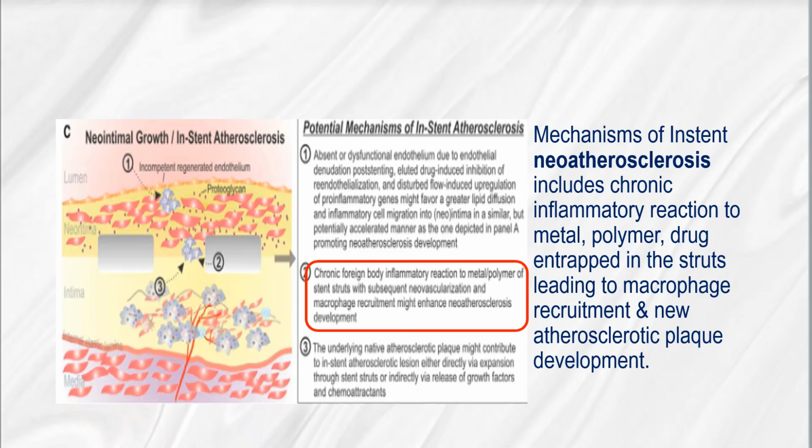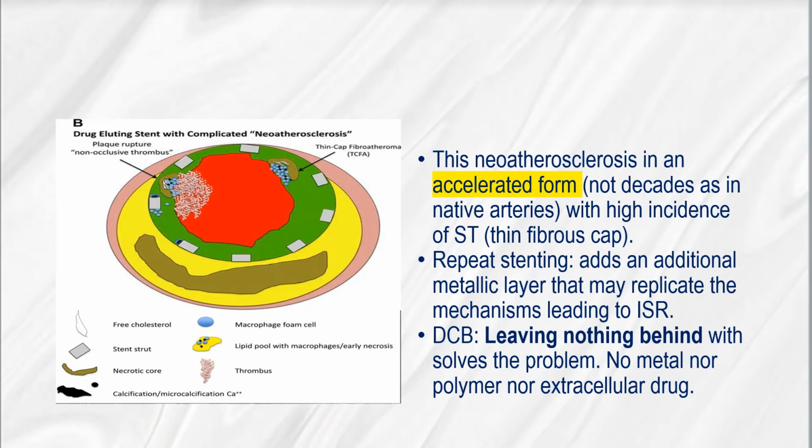One of the causes of this neoatherosclerosis is chronic inflammatory reaction to the metal, polymer, or drug entrapped in the struts. This leads to macrophage recruitment and new atherosclerotic plaque development. This process is an accelerated form, not the case as in the native arteries, with high incidence of stent thrombosis due to a thin fibrous cap. Repeat stenting on the in-stent restenosis adds an additional metallic layer that may replicate the cause leading to in-stent restenosis.